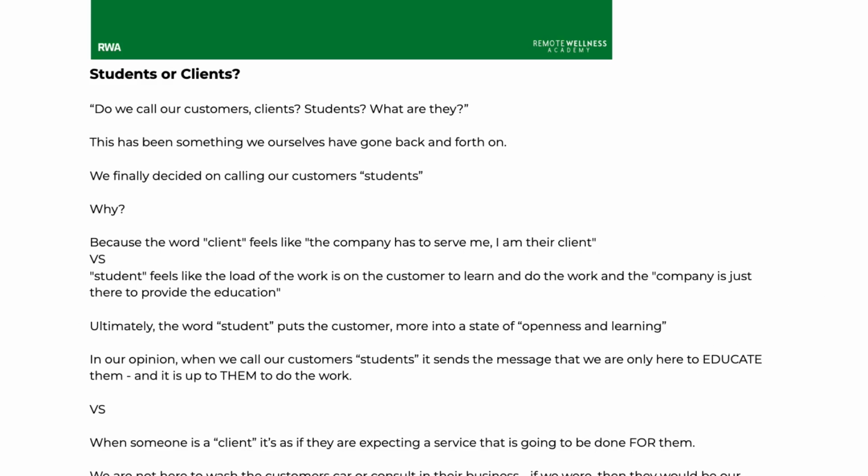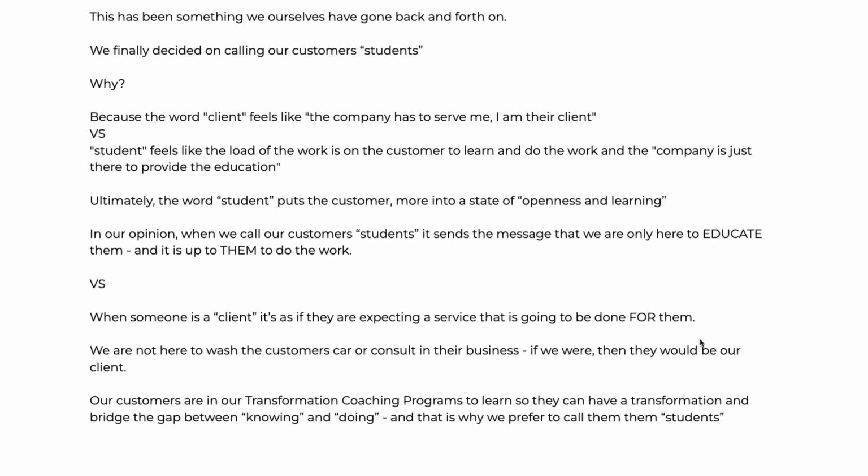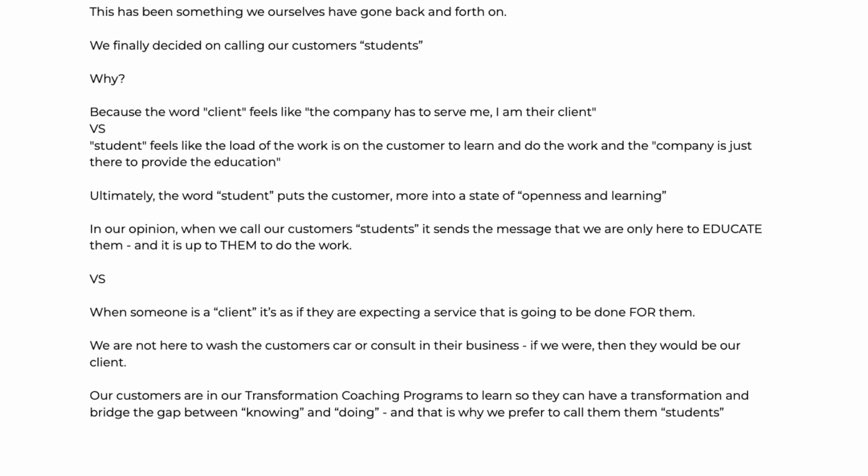Versus when someone is a client, right, it's as if they are expecting a service that is going to be happening for them. And so we're not here to wash the customer's cars or consult in their business. If we were, then yeah, they would be our clients. And so our customers are inside of a transformation coaching program in which they are learning how to have a transformation in their life, in which they are learning how to bridge the gap between knowing and doing, okay? And that is why we prefer to call our customers students inside of our programs. That is quick mention number 1.